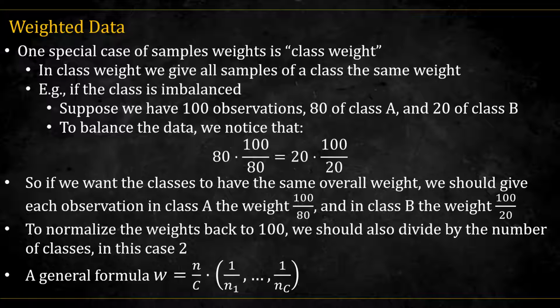Notice that to normalize the weight back to the original 100, we also need to divide by the number of classes, which in this case is equal to 2. A general formula can be given by this, where n is the total number of observations, c is the number of classes, and n1 to nc is the number of observations in each class.